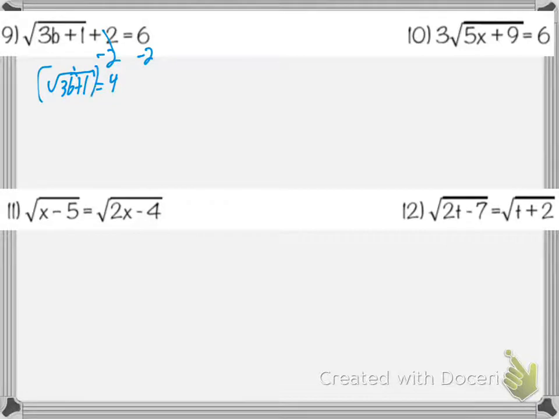Now we can square both sides. Left with 3b plus 1 on the left and 16 on the right. Subtract 1. 3b equals 15. Divide by 3. And b is 5.